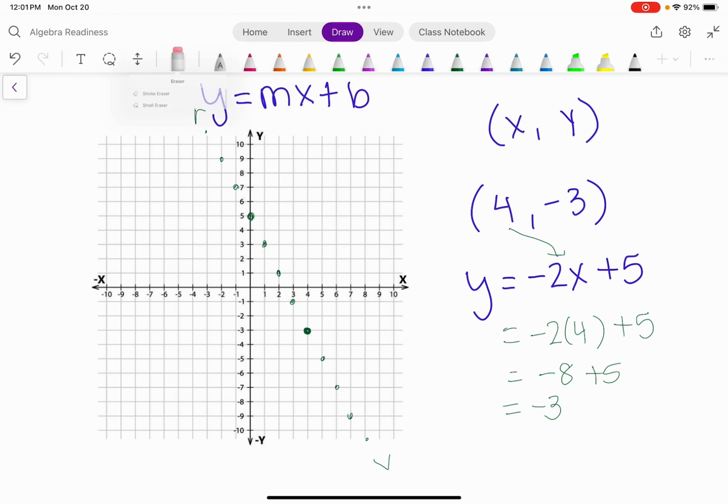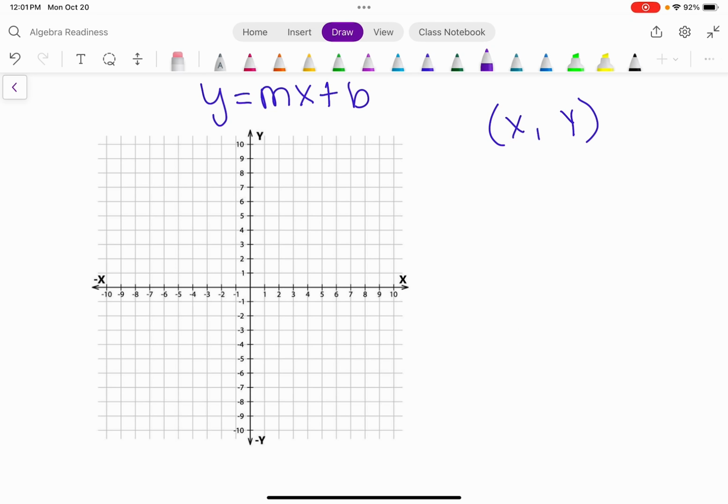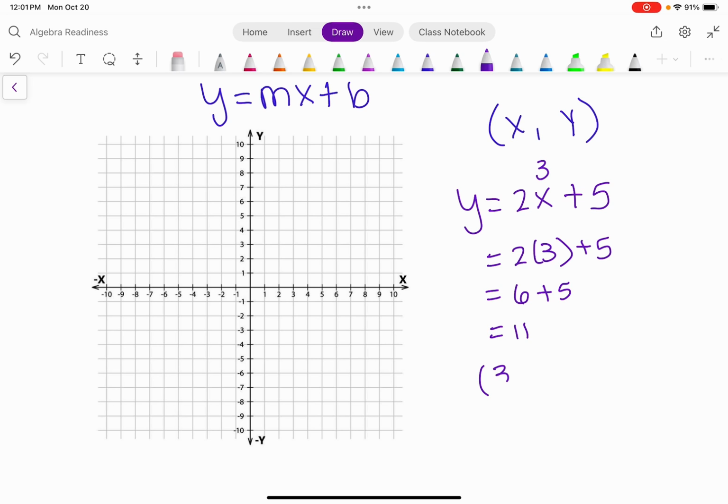Let's look at another equation. For example, the equation y equals 2x plus 5 is a linear equation because its graph is a line. One solution of this equation is 3, 11. If I were to substitute 3 in for x, 2 times 3 is 6, and 6 plus 5 is 11. So when x is 3, y is 11. That's what it means to be a solution. Your input that goes with your output is what makes up a solution.